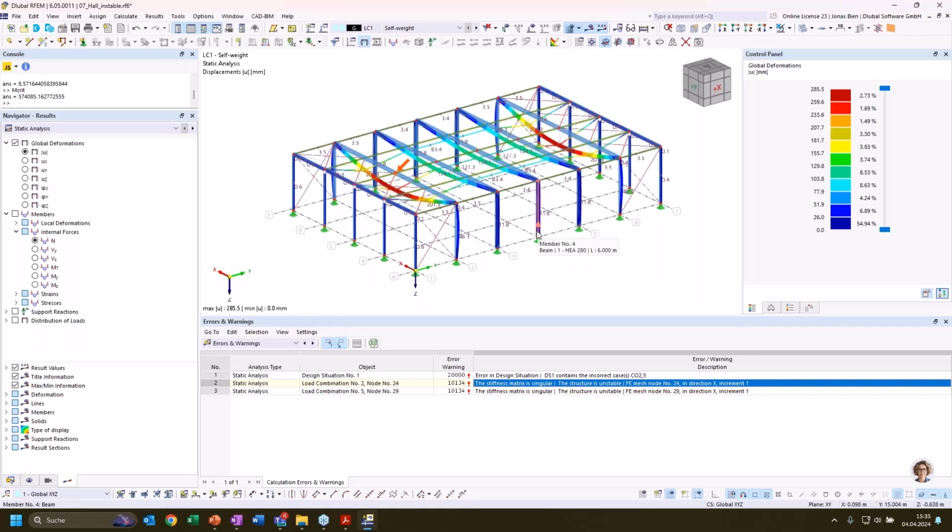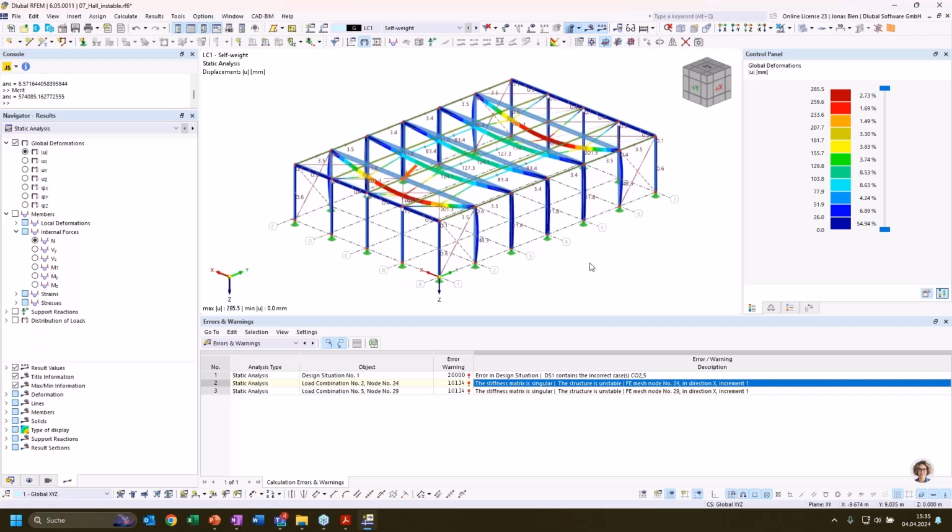Either I have done something wrong in my modeling and I've disconnected parts, or some DOFs are free and not restrained in my model. Or it could mean that my system is really overloaded because I have now calculated according to second order theory. It could also be that I've reached the critical bifurcation load of my system.